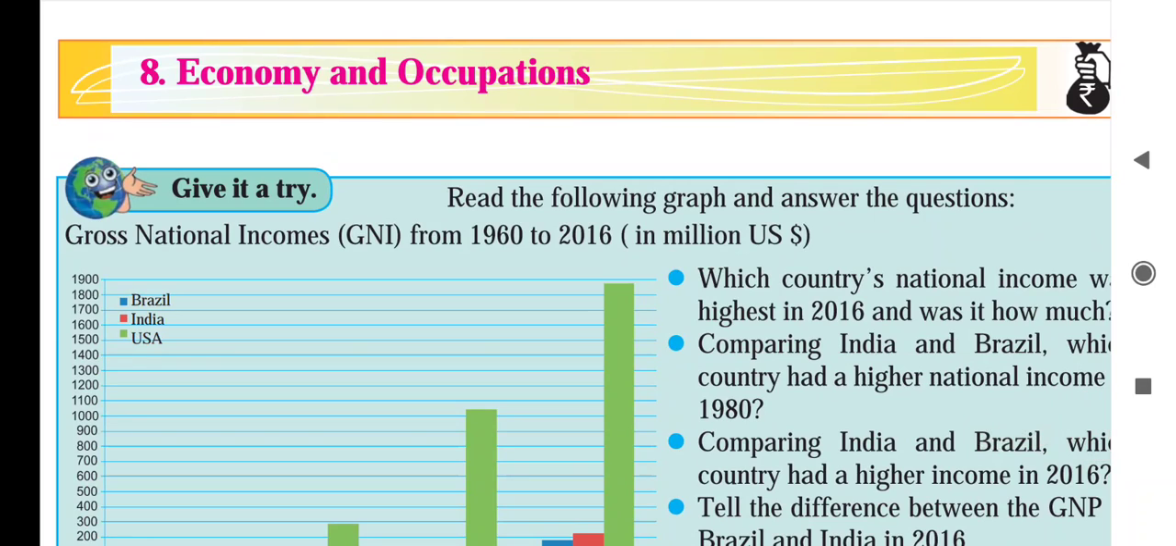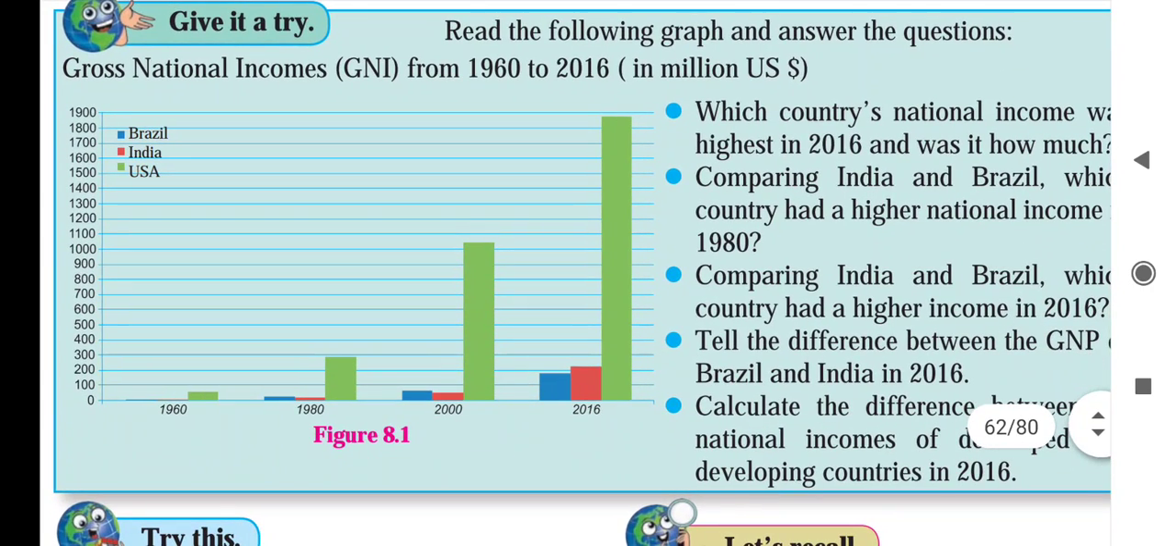Read the following graph and answer the following questions. National gross income, GNI, from 1960 to 2060 in million US dollars has been given. So children, three countries are given: Brazil, India and USA. The three countries' GNI, gross national income, has been shown. By seeing that, we have to answer the following questions.